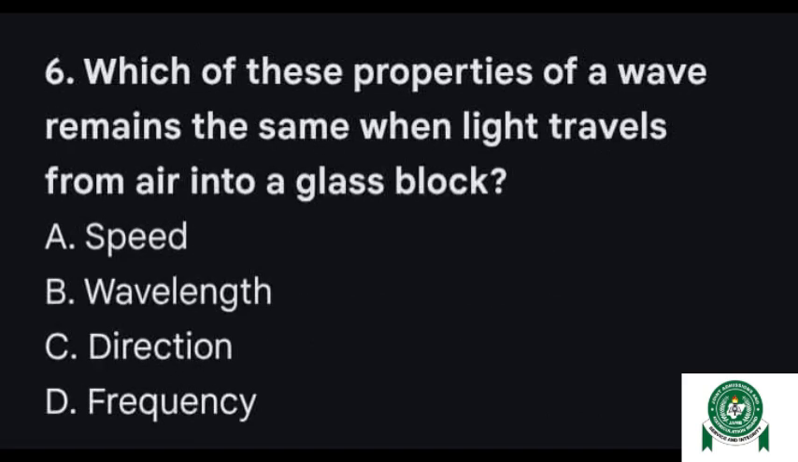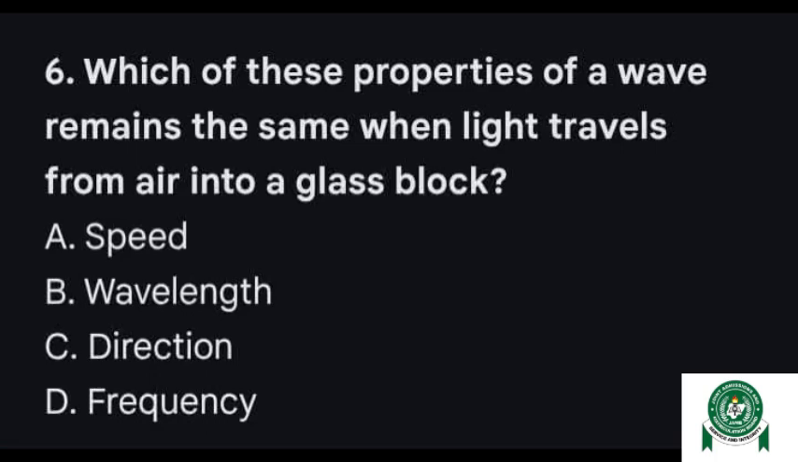Question 6 says, which of these properties of a wave remains the same when light travels from air into a glass block? Option A, speed; B, wavelength; C, direction; and D, frequency. The correct option to this question is option D, frequency.